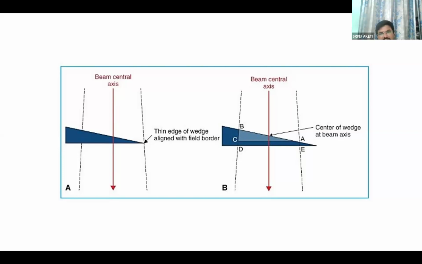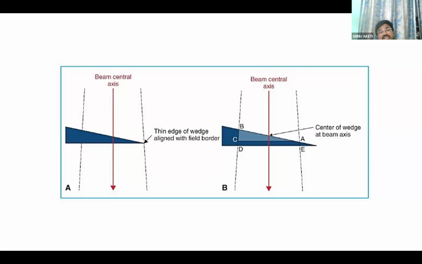No. Universal wedge means, in cobalt we will use individual wedges. That means a 15-degree wedge is different for different field sizes. Width it is okay, length it will vary. You cannot use the same 15-degree wedge for all field sizes. For a 35 by 10 field size, you have to use one wedge. For 35 by 15, you have to use another 15-degree wedge.